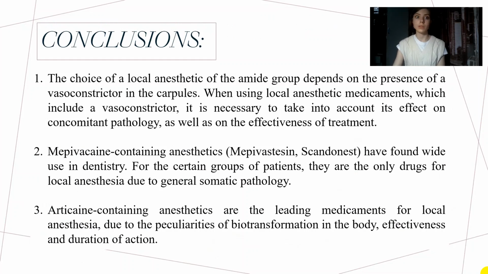Conclusions. First, the choice of a local anesthetic of the amide group depends on the presence of a vasoconstrictor in the carpals. When using local anesthetic medicaments, which include a vasoconstrictor, it's necessary to take into account its effect on concomitant pathology as well as on the effectiveness of treatment.